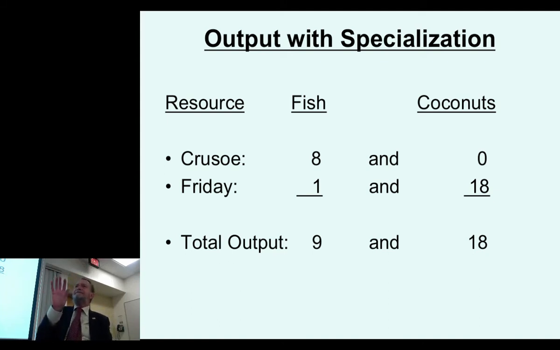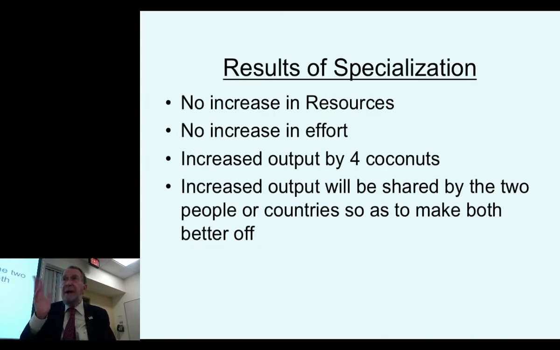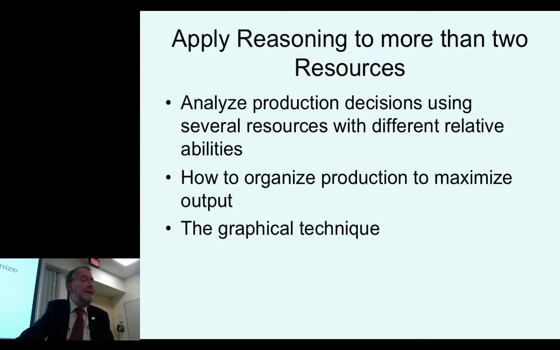So that's the idea. The gains from trade come about because you've specialized production according to comparative advantage. And doing that, you produce a larger total amount. And the larger total then can be shared between both parties or both countries and make both countries better off as a result of that activity. Specialization means no increase in resources, not working any harder, and you get increased output, in our simple example, four coconuts. And as we said, it has to be shared between the 2 countries to make them both better off, or there's no reason, in fact, to do it.